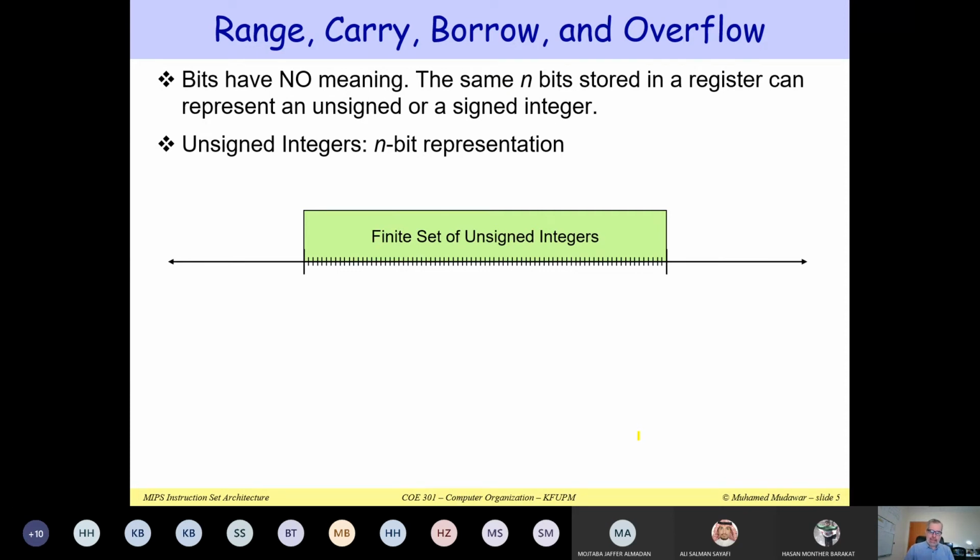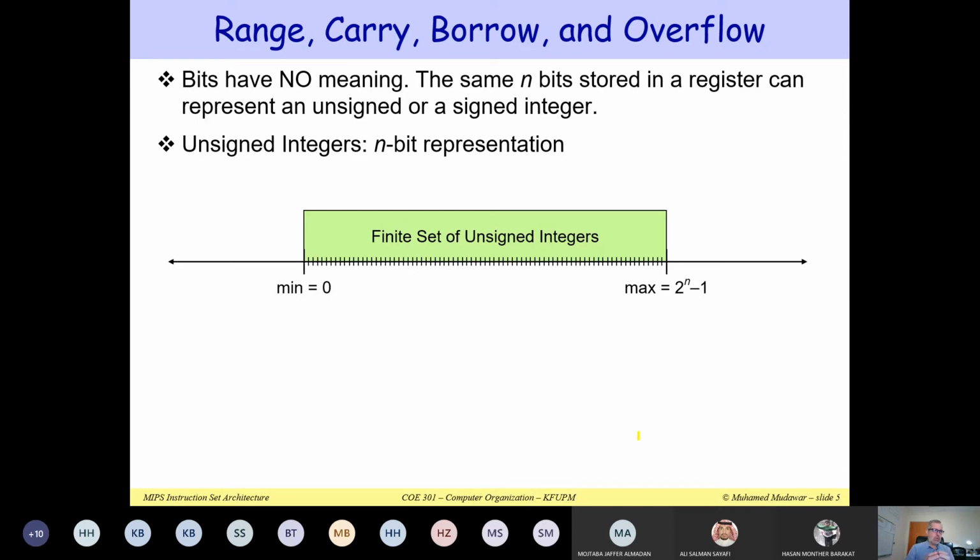So if you have an unsigned integer, you can start with a minimum, which is 0, and you go to a maximum, which is 2 to the power n minus 1, where n is the number of bits stored inside the register. For example, if we are using 32-bit registers, then we will have 2 to the power 32 minus 1. This will be more than 4 billion. The value will be very large, 4 billion something, so you have 4 and 9 digits. That will be the maximum unsigned integer that can be represented using n bits.